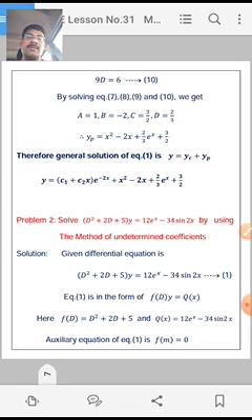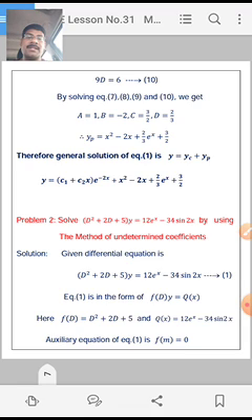Therefore, yp is equal to x square minus 2x plus 2 by 3 e power x plus 3 by 2. Therefore, the general solution of equation 1 is y is equal to yc plus yp. Therefore, y is equal to (c1 plus c2x) e power minus 2x plus x square minus 2x plus 2 by 3 e power x plus 3 by 2.